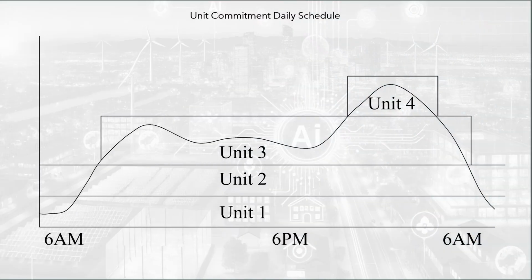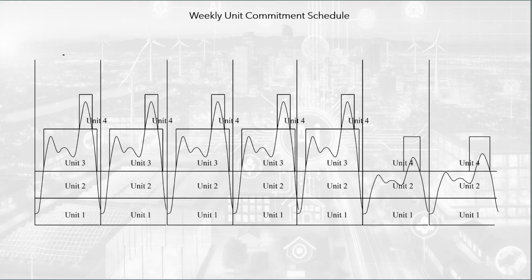A unit commitment daily schedule is the operational plan that determines which electric generators should be on and off at each hour of the next day to meet projected demand at the lowest possible cost. A weekly unit commitment program is an optimization process that determines the schedule for turning electric generators on and off over a 168-hour, 7-day period. Its main goal is to minimize total operating costs, such as fuel, startup, and shutdown, while meeting expected demand and safety reserves.